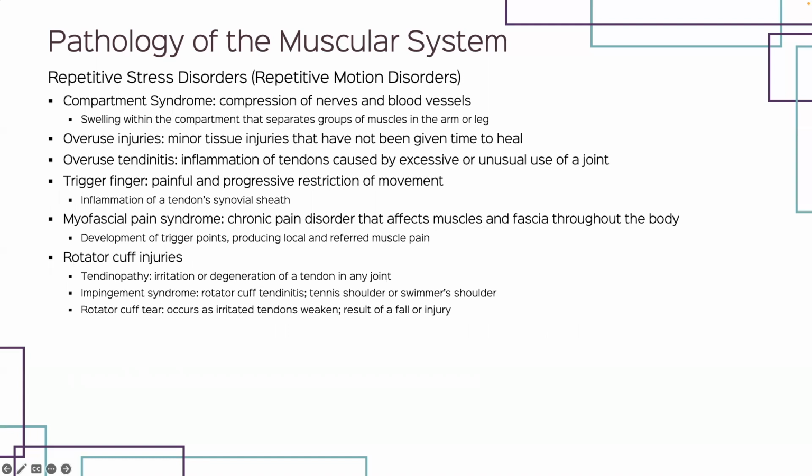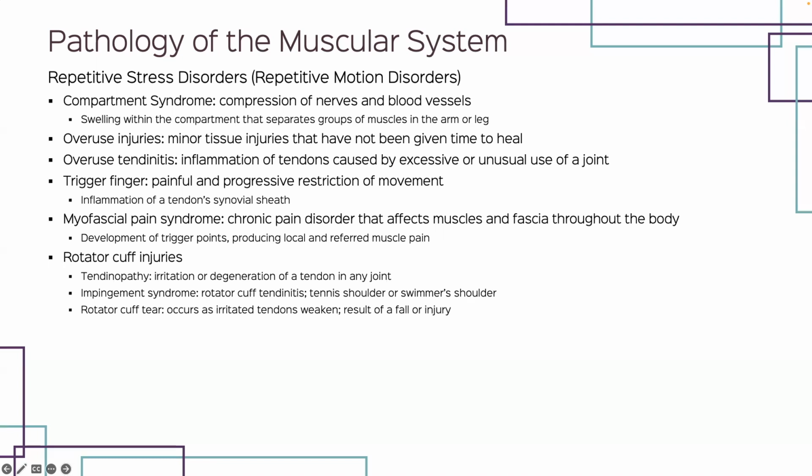Repetitive stress disorders, you've got your compartment syndrome. So you'll have some swelling that does happen within those muscles that will compress those nerves and blood vessels. You have overuse injuries and overuse tendonitis. Trigger fingers. I think a lot of us have had a trigger finger at one point. Sometimes they will go away very quickly. Sometimes they'll last for a little bit. So you've just got that painful progressive restriction of movement.